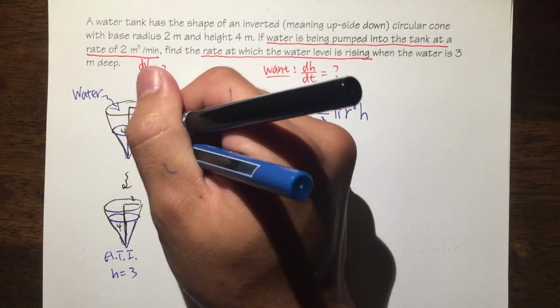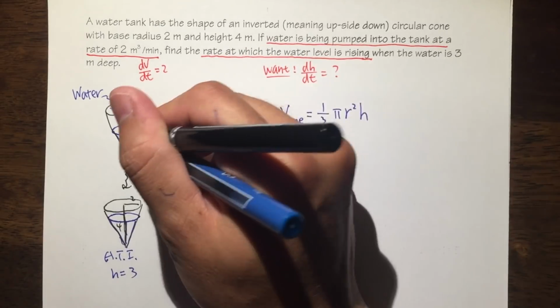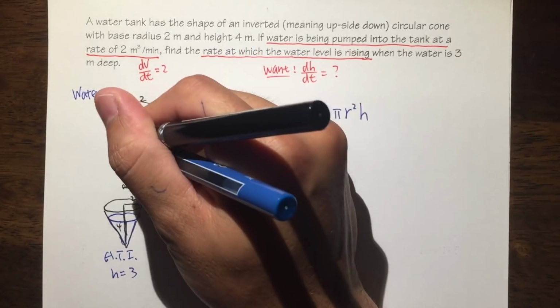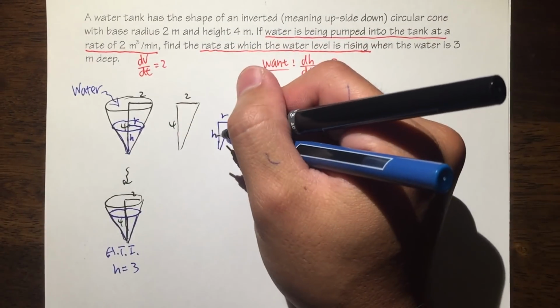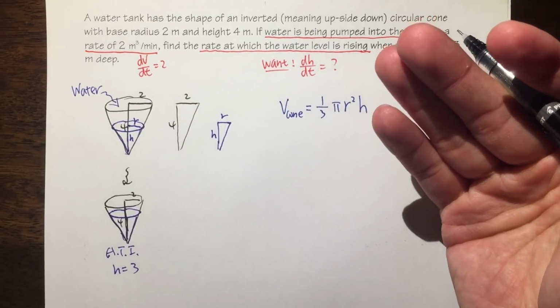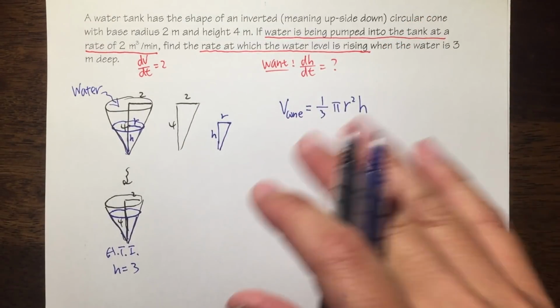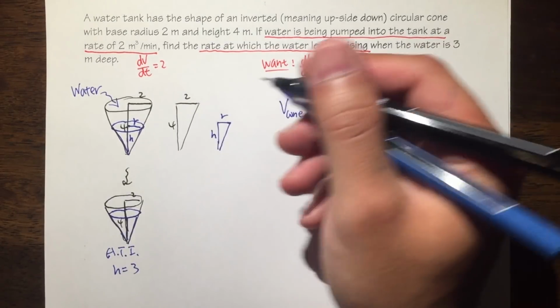And if you look at the water cone, we have this much only. This right here we labeled to be R. This right here we labeled to be H. Notice these two triangles are similar, so we can use similar triangles. We can solve for one of the variables. You can do whichever way you would like.